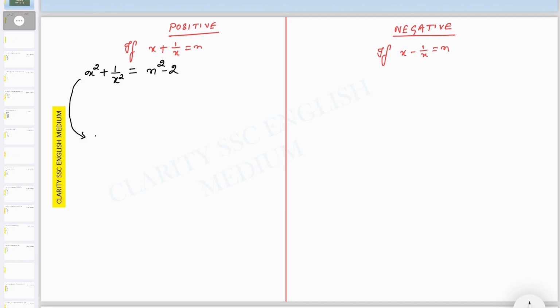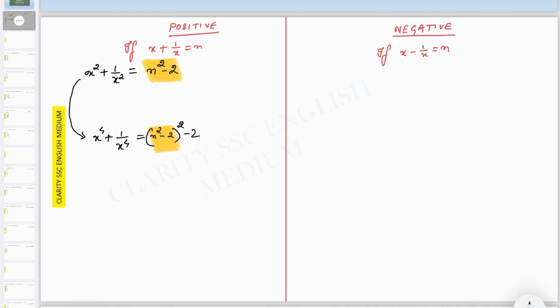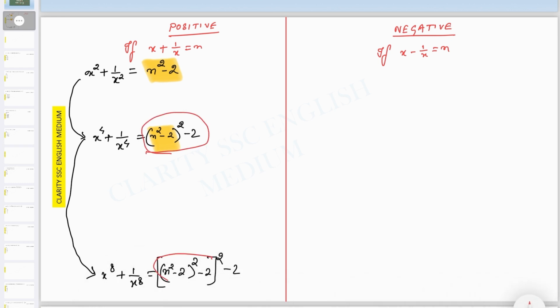If we need to find x to the power 4 plus 1 by x to the power 4, then the value will be (n squared minus 2) whole squared minus 2. That means the value that comes here will come here, squared minus 2. The trick here is that square minus 2 is the key to answer this type of question. Again, if we need to find x to the power 8 plus 1 by x to the power 8, it is ((n squared minus 2) whole squared minus 2) whole squared minus 2. The whole expression will come here, squared minus 2. It will be a number.